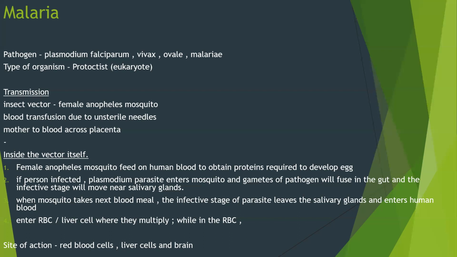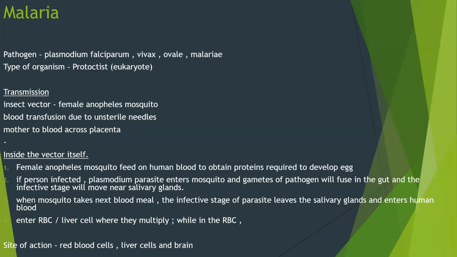So transmission is by female mosquitoes, as we know. The transmission is by an insect vector, and the specific mosquito is the Anopheles mosquito. You can also obtain Plasmodium through blood transfusion, using unsterile needles, and also through mother to child due to blood across the placenta. It's supposed to say child here, there's just a missing word.